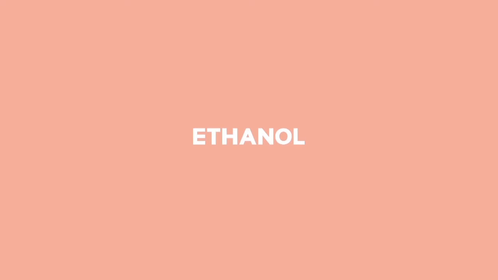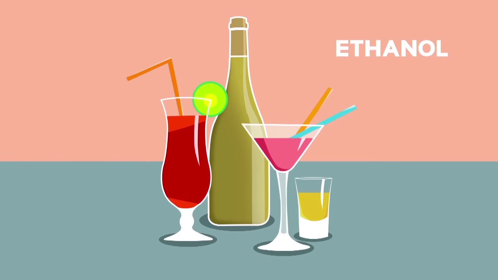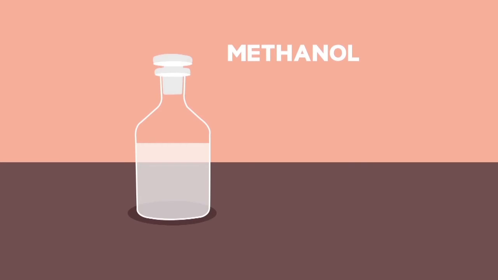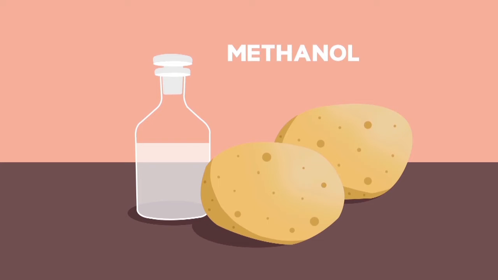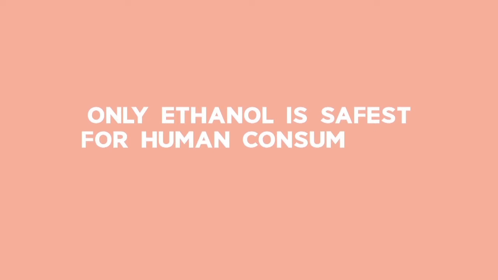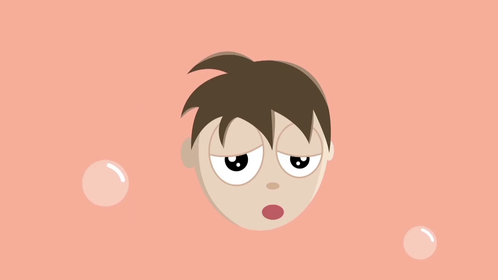Ethanol is the alcohol we find in wine and other alcoholic beverages, while methanol is a type of alcohol produced during the fermentation of potatoes. There are many types of alcohol, but be warned that only ethanol is safest for human consumption, and even that is debatable.